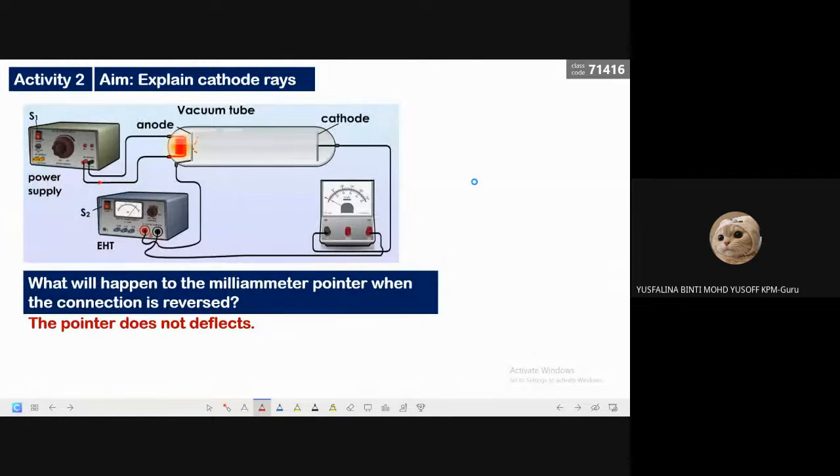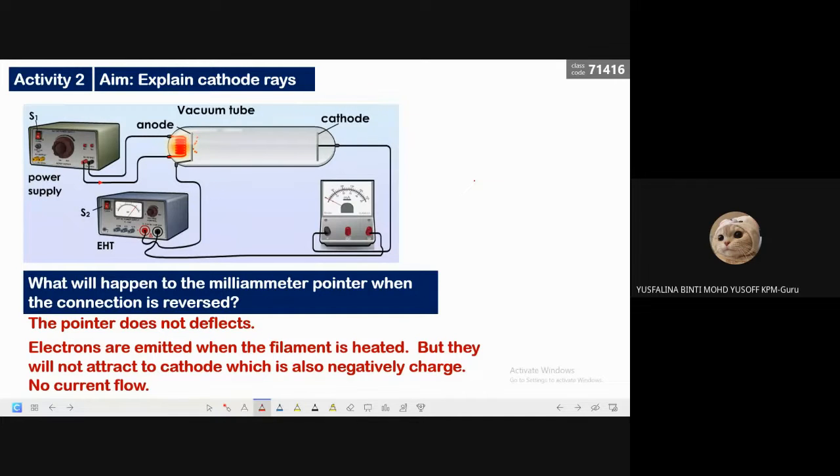So explain cathode rays. What will happen to the milliammeter pointer when the connection is reversed? So let's say just now we put the anode to the anode here, and then we put the cathode here. So the pointer does not deflect. Just now the cathode was at this part, the anode at this part, but now we switch, okay?